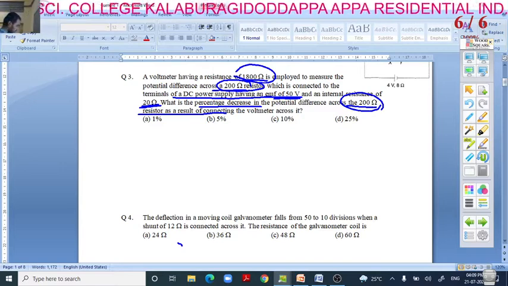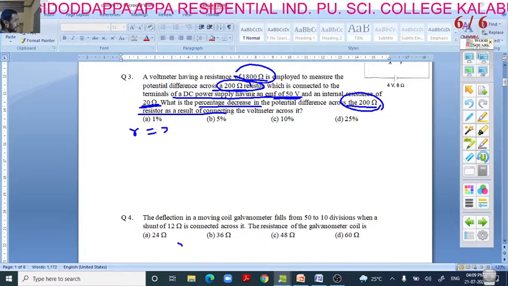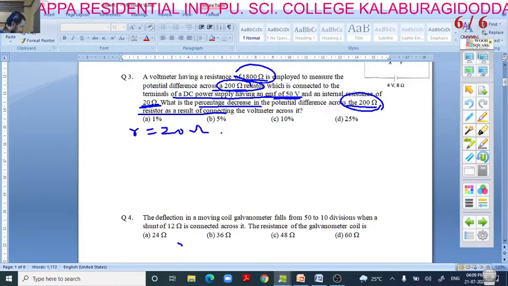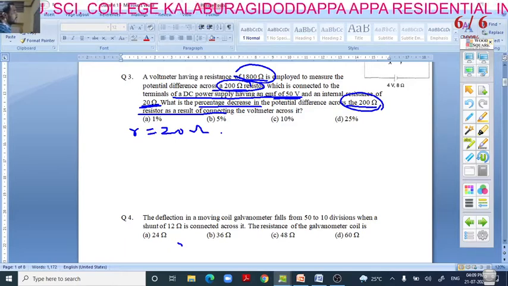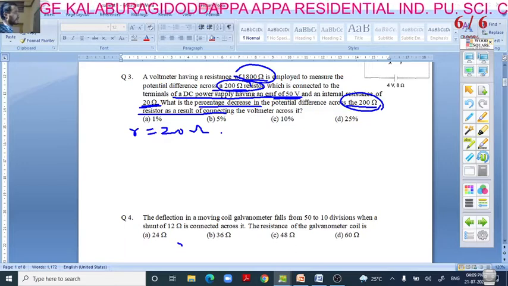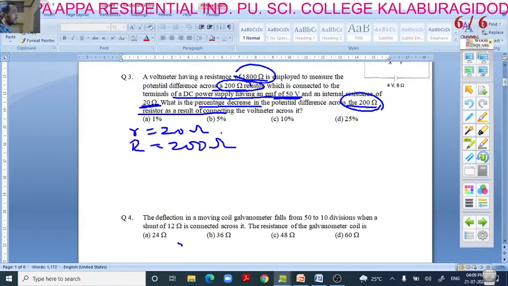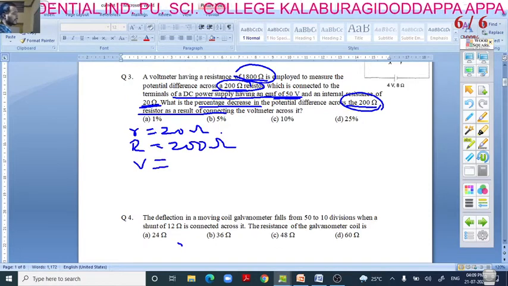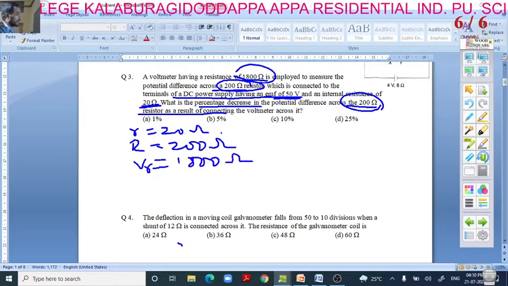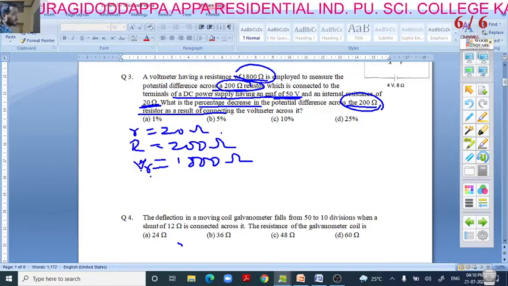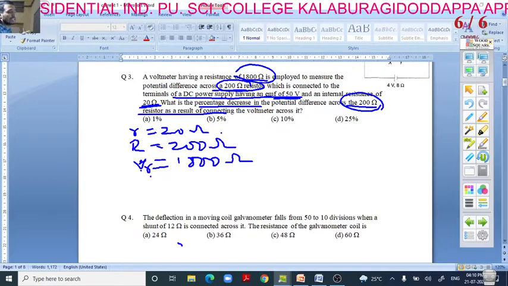Now, just to observe this: the internal resistance r is equal to 20 ohm, as given. R is the resistor across which we are connecting the voltmeter. The voltmeter resistance is 1800 ohm. This is not volts, it is the voltmeter resistance, right? 1800 ohm. Now I want to find the potential difference across the 200 ohm connected with the voltmeter.